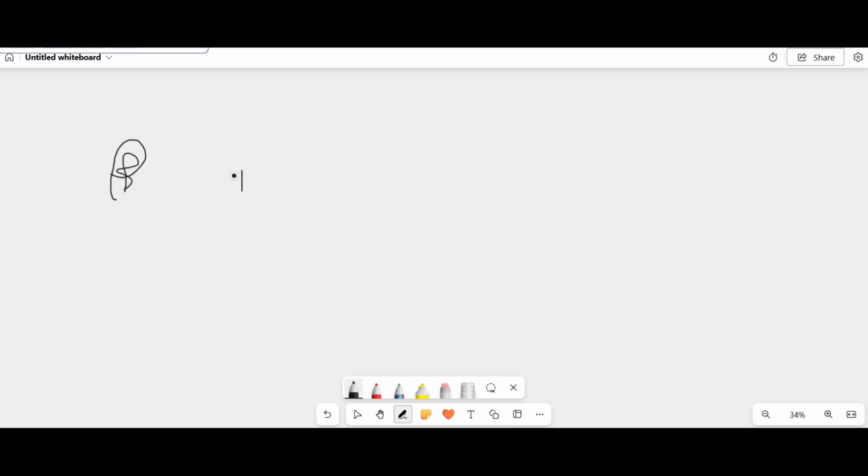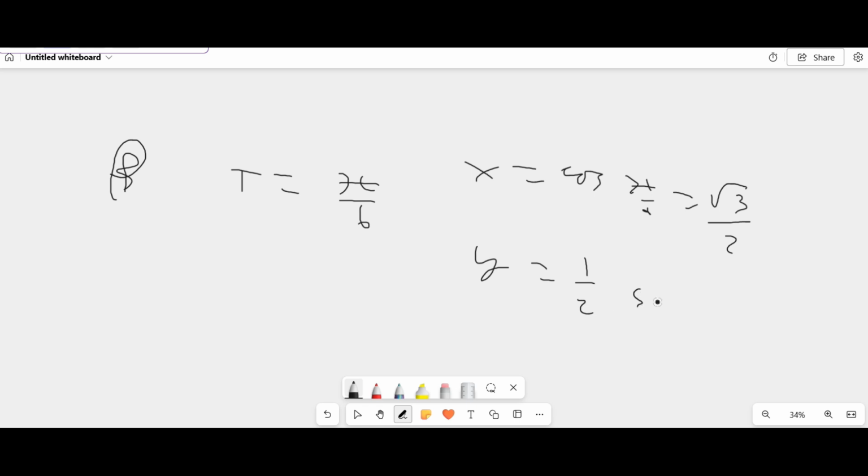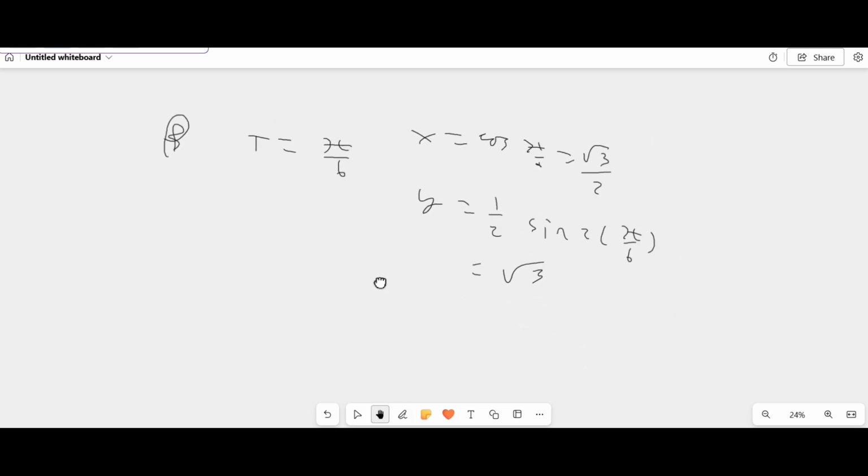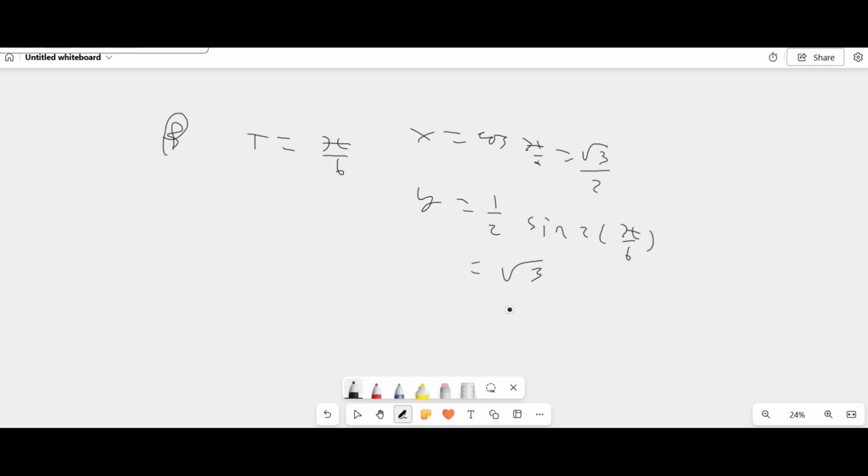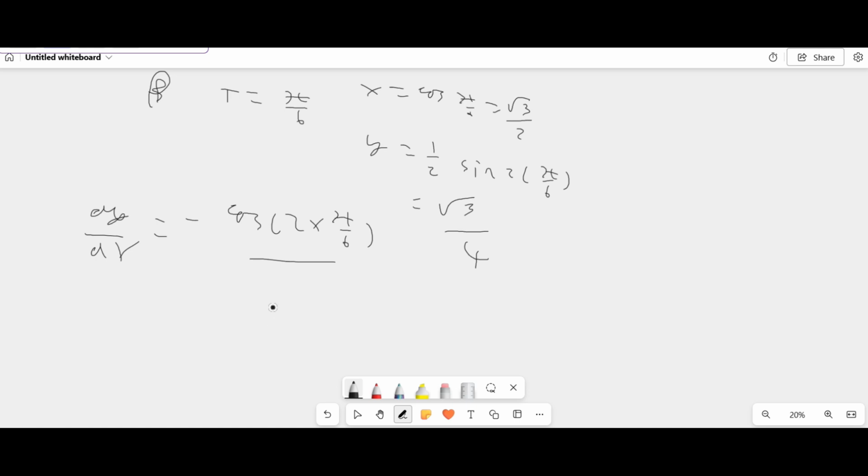Then part B says t is equal to pi over 6. So find what x is at that point. That's going to be cos of pi over 6, which is root 3 over 2. And then find what y is. So y is going to be 1 over 2 sine 2 times pi over 6, because 2t. That's going to get you square root 3 over 4. Alright, calm. And then also find what dy over dx is at that point. So dy over dx is going to be negative cos 2 times pi over 6 over sine pi over 6.